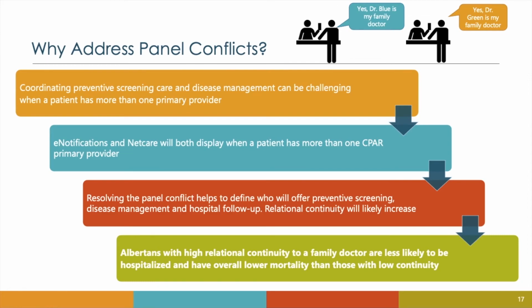Also, when a patient has one primary provider, relational continuity will likely increase. And we know from Alberta data that Albertans with high relational continuity to a family doctor are less likely to be hospitalized and have lower mortality than those with low continuity.